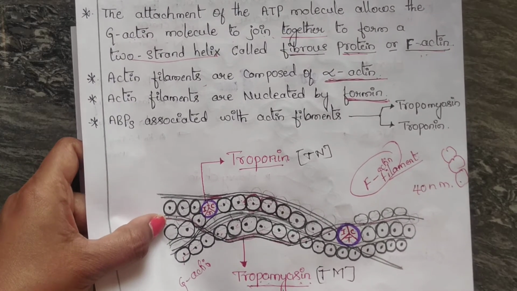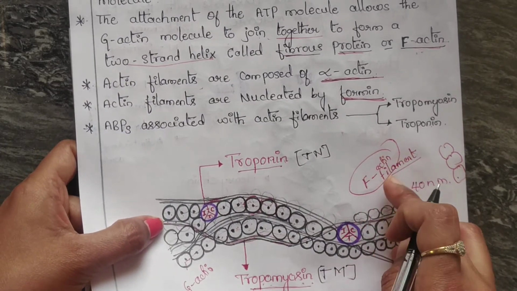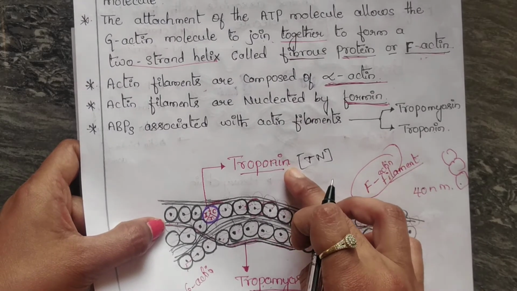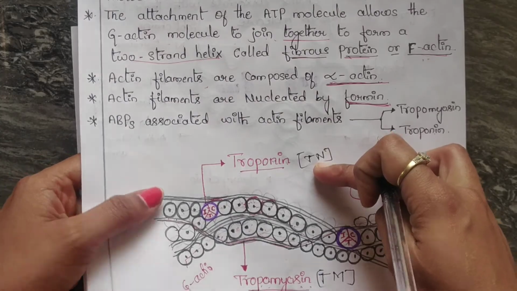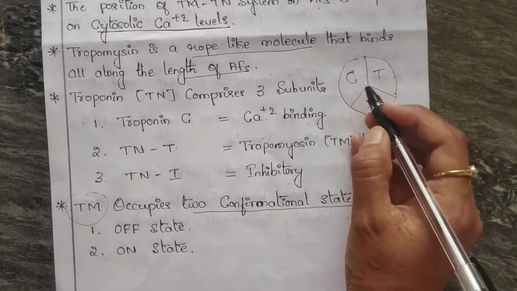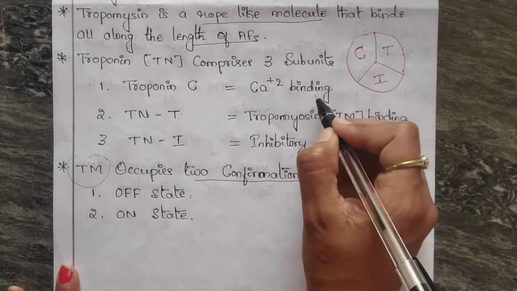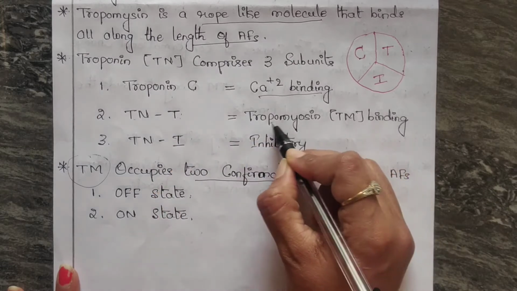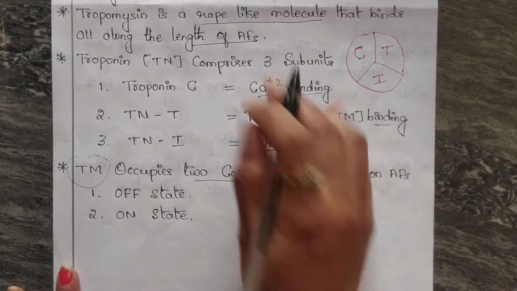This troponin comprises three subunits: TnC, that is troponin C, calcium binding; TnT, tropomyosin binding; and TnI, which means inhibitory.